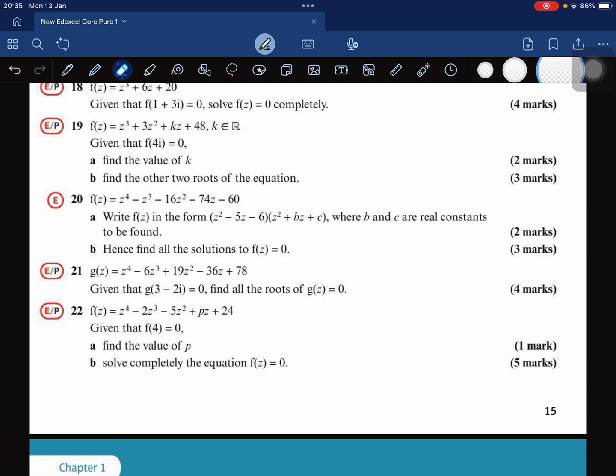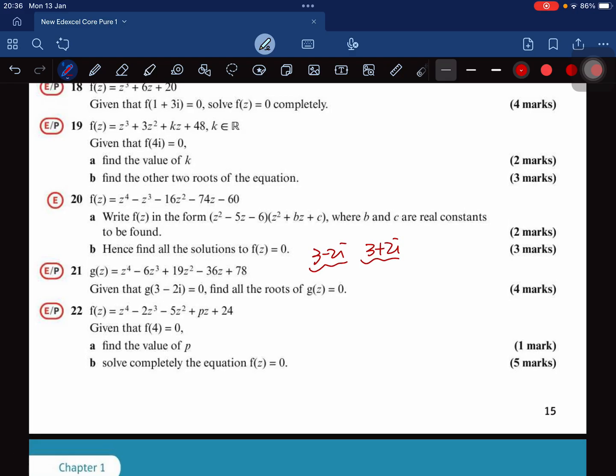Number 21. 3 minus 2i, then we have 3 plus 2i. So let's find the other quadratic factor again. I will give you another solution rather than completing the square. When we know the two solutions for the quadratic, you can compose the quadratic equation like z squared minus sum times z plus product equals 0.